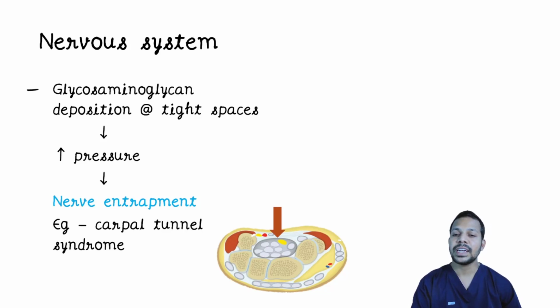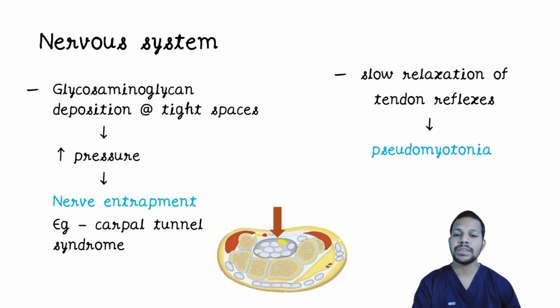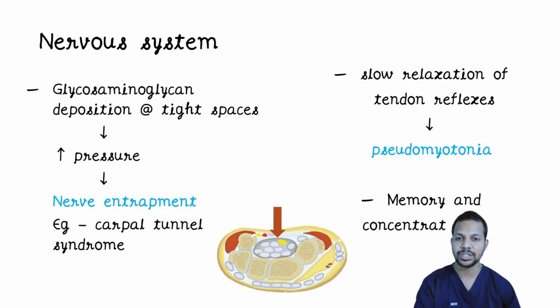One of the manifestations is that when we test for the deep tendon reflexes, there is slow relaxation of tendon reflexes, which is called pseudomyotonia. When you talk about the effect on the central nervous system, the patient will have impairment of memory and concentration.